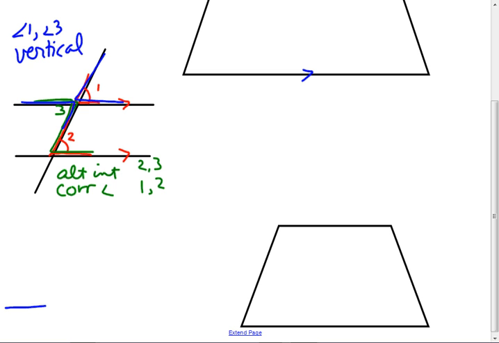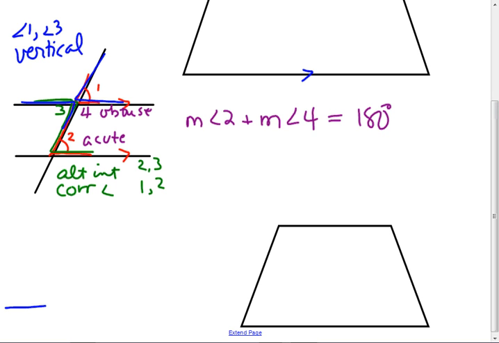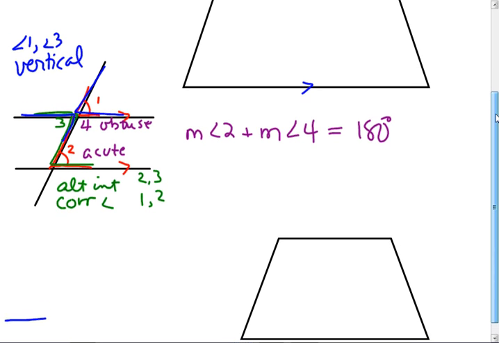So what about 2 and 4? Are they congruent? Do they look congruent? This is acute, and this is obtuse. So what's going to happen to 2 and 4? Measure of angle 2 plus the measure of angle 4. They're supplementary, adds up to 180. They're either going to be equal or they're going to add to 180. That's it. There's no other option, which makes your life easy. If you draw a nice picture. If you don't draw a nice picture, then you might be in trouble. But if you draw a nice picture, it's pretty good.